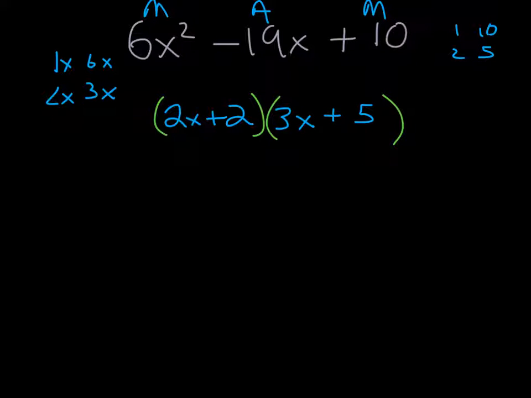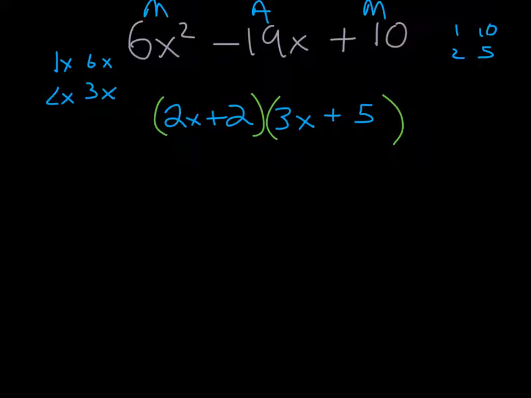So I don't need to test the 2x times 3x. When I'm distributing this back out, 2x times 3x I know is going to be 6x squared, so I leave that alone. I also know that 2 times 5 is going to be 10, so I leave that alone. I need to test the outside pieces and the inside pieces to make sure that I get negative 19x. Okay, so let's try this.